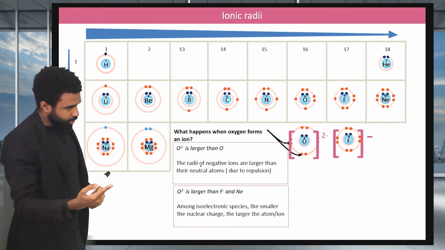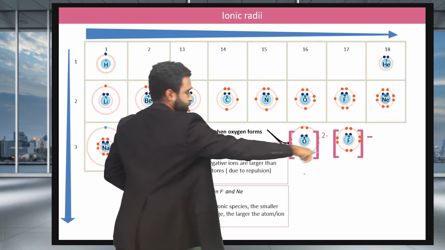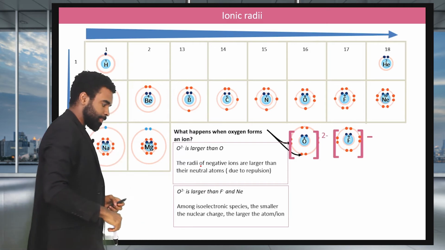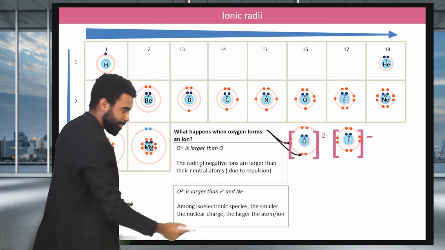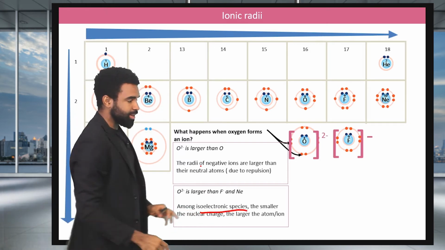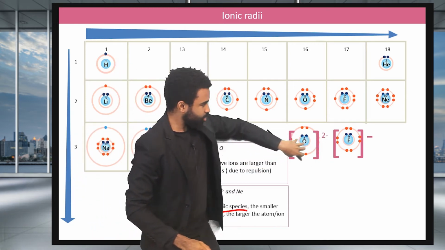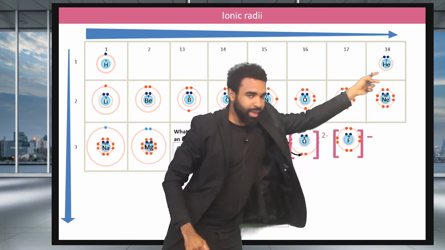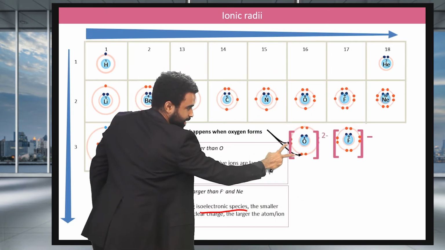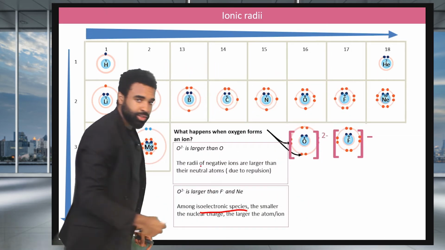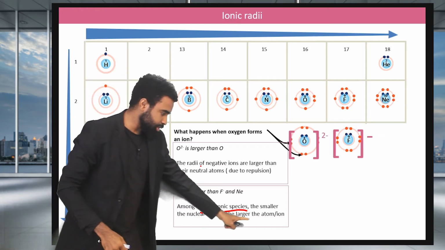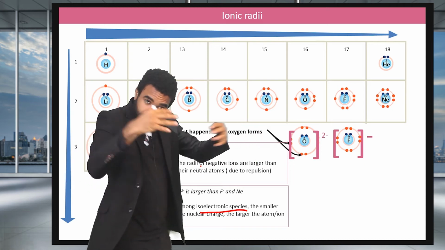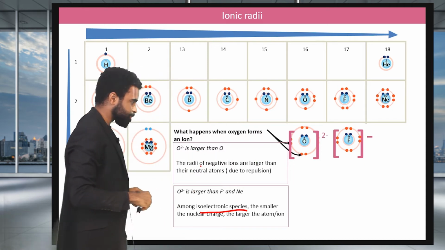The other principle we notice is that O2 minus is larger than F minus, which of course makes it also larger than Ne. So again, the principle is that amongst isoelectronic species, these are all isoelectronic species, this one and that one, right? Because this has 2-8, 2-8, and 2-8. Why is this one the biggest? Well, because it has the smallest charge, okay? So the smaller nuclear charge gives you a larger atom. The smallest charge is least able to pull in those electrons.